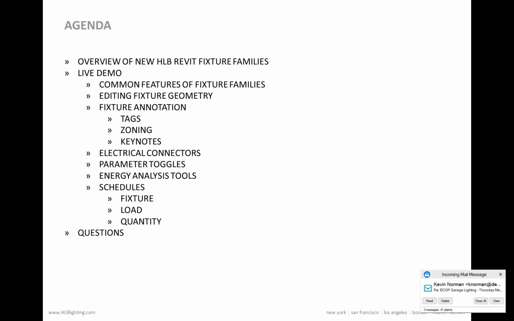During this demonstration, we will show you the common features that all the fixture families have, as well as how to edit their geometry and add annotations such as tags, zoning information, and keynotes. Then we will explain what electrical connectors are and what information you will need to include in the model so other consultants can make use of our model. After that, we will show you toggles that we have built into the families that make it easy to make global changes on the fly.